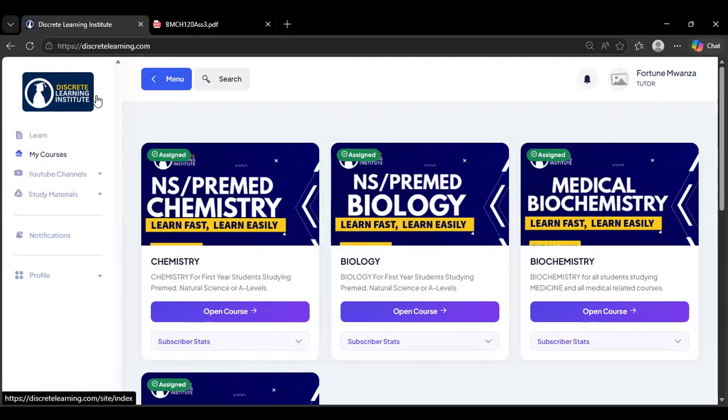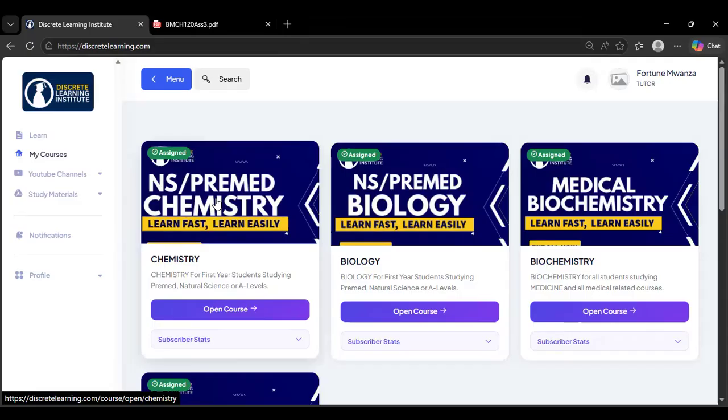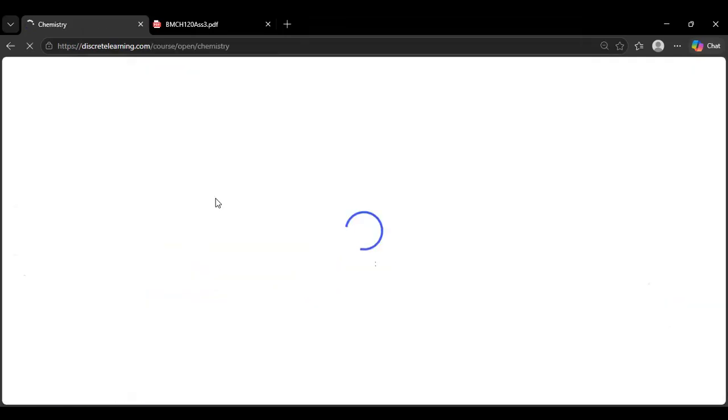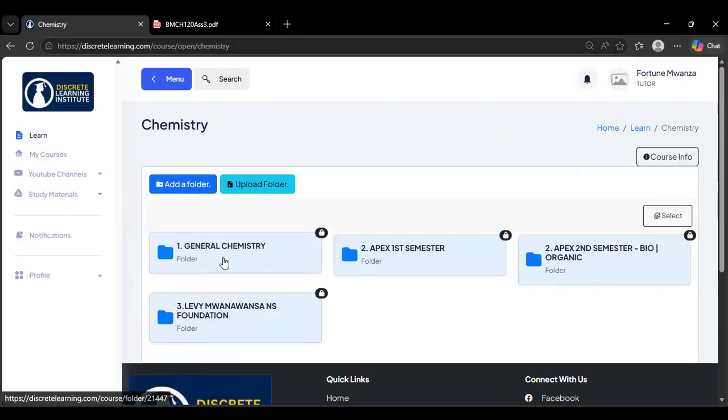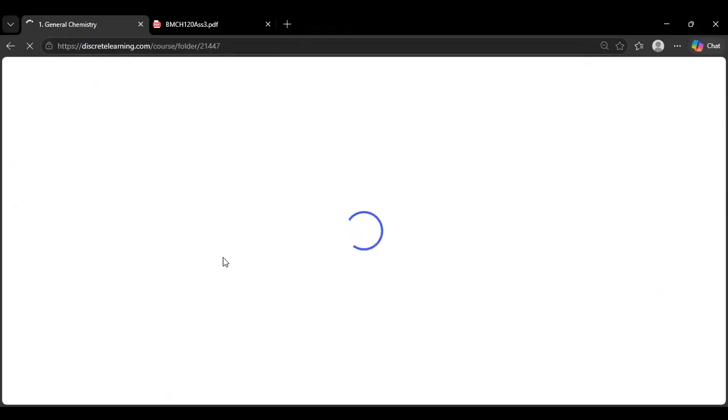Once you search, it will take you to the website, and then it will ask you to create an account if you don't have one. Once you create an account, you can subscribe to the course of your choice. For example, if you subscribe for chemistry, you can open the folder for chemistry there. Once you open it, you find folders like general chemistry, so you open the folder written general chemistry.